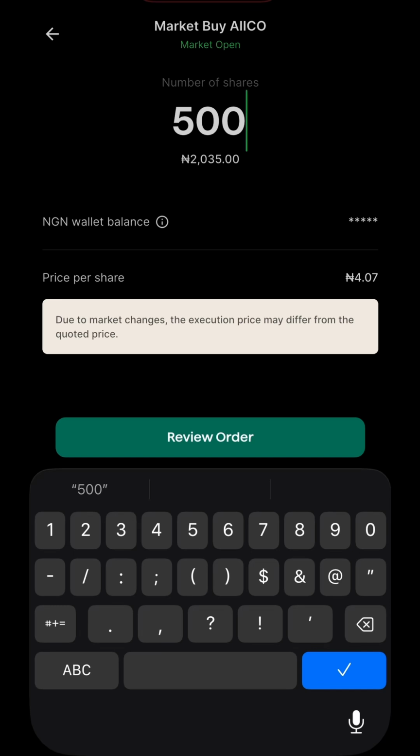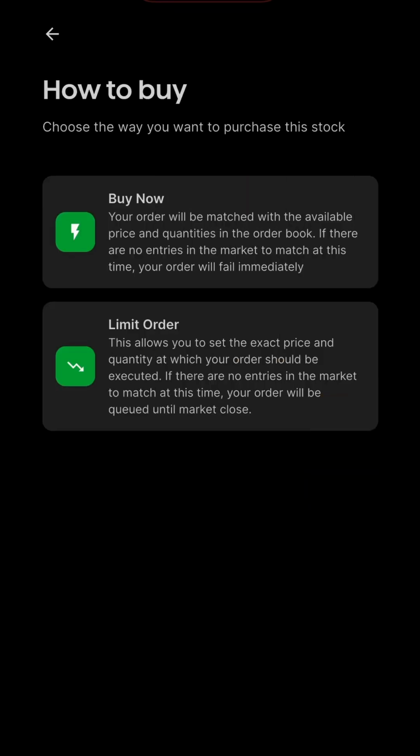Though there's a caveat, it's saying the execution price might be slightly different from the quoted price. While you click on buy and the network is trying to pick your order, there might be a slight change. And most times it's going to be at that same price that you intend to buy. So that is how you can buy using the instant buy now option or the limit order.